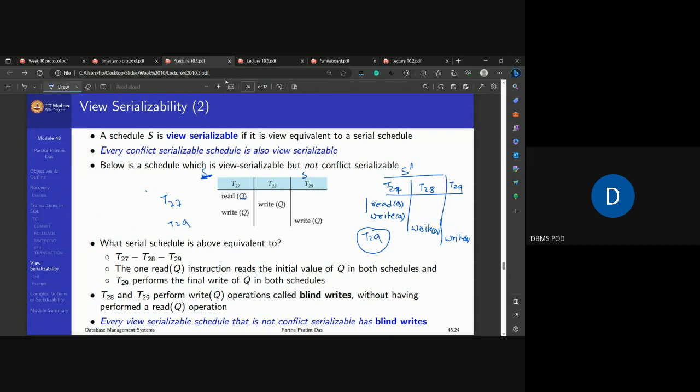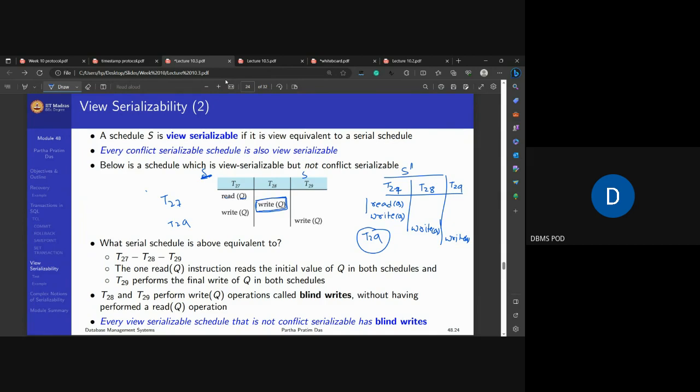For view serializable, first you have to check whether there is any blind write or not. We can see that there is one blind write: without reading the value, whatever the data item Q is, we directly write it. This is called blind write. Without reading the data, we can directly write. In transaction T28, we are not reading the data item Q, directly we are writing the data item Q. This is called blind write.